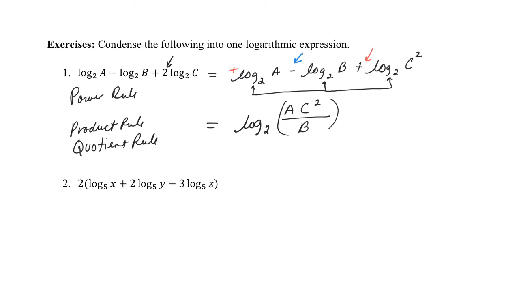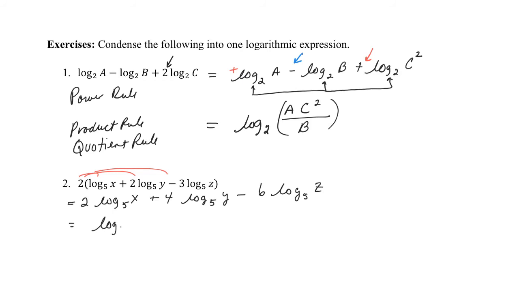Okay, so first thing we want to do is distribute the 2. So this will be 2 log base 5 of x plus 4 log base 5 of y minus 6 log base 5 of z. Again, they're all log base 5, which means they can be condensed, okay? I'm going to use the power rule first, which is all the numbers out front are going to become powers. So this will be log base 5 of x squared plus log base 5 of y to the 4th minus log base 5 of z to the 6th.